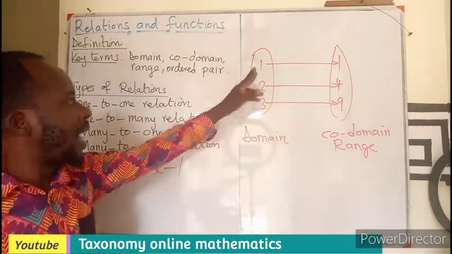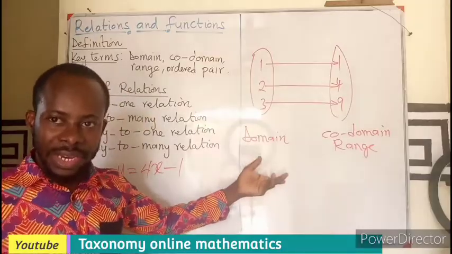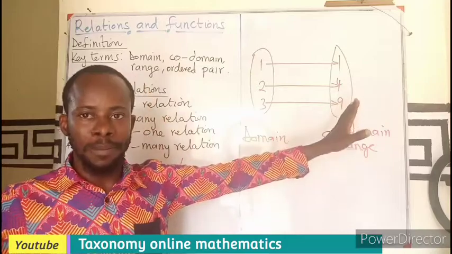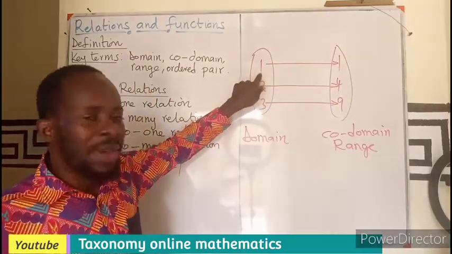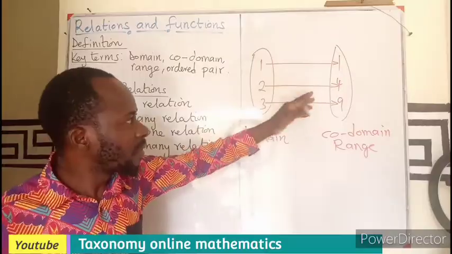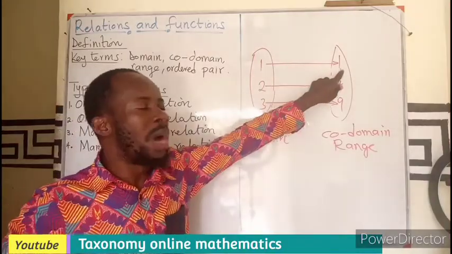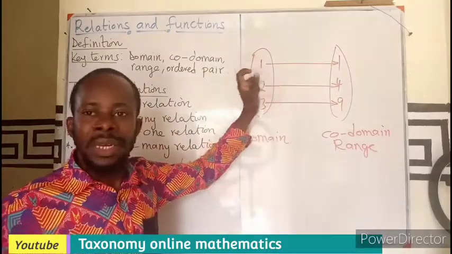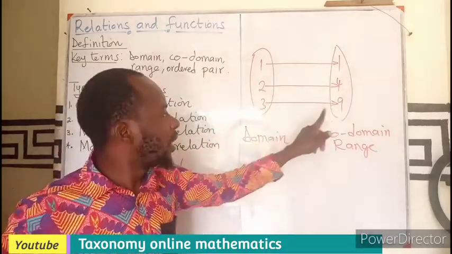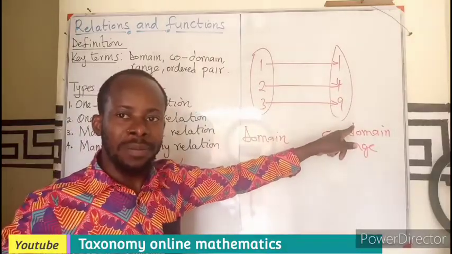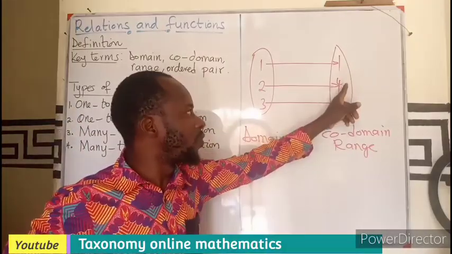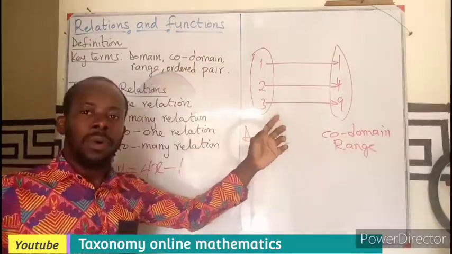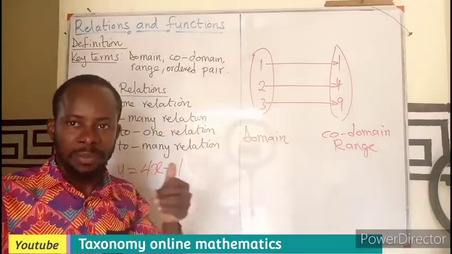If I map this, we can see that each of the elements in the first set, which in this case is our domain, has a corresponding element in the codomain. Now, the element here is called an object, and if I relate 1 with 1, this is called the image of 1. The image of 2 is 4. The image of 3 is 9. Now, all these sets, 1, 4, 9, is what we call the codomain, or better still, the range.